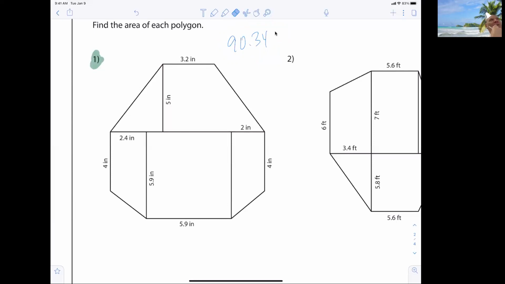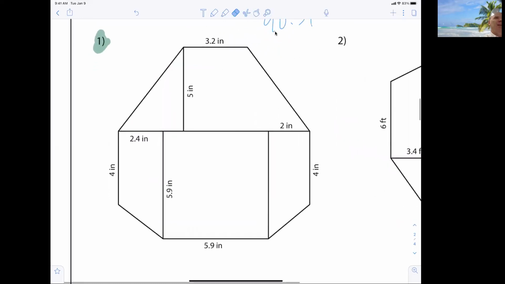Lorenzo, now you have to tell me how you got that. Go. All right, so the top part of the square is 5.9, and I did 2.4 plus 5.9 plus 2. And that's the second base of the trapezoid. And then it's that plus 3.2 divided by 2 times 5. Okay, you might save us. Area of the trapezoid.